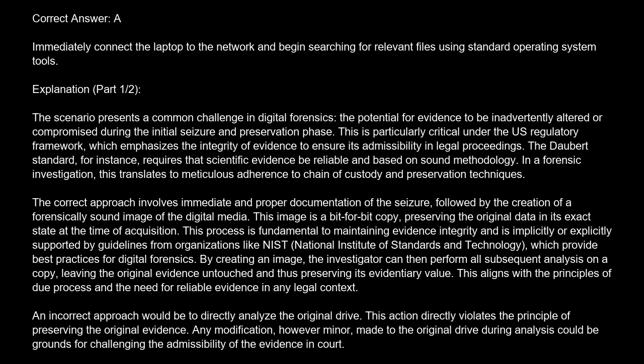By creating an image, the investigator can then perform all subsequent analysis on a copy, leaving the original evidence untouched and thus preserving its evidentiary value. This aligns with the principles of due process and the need for reliable evidence in any legal context.